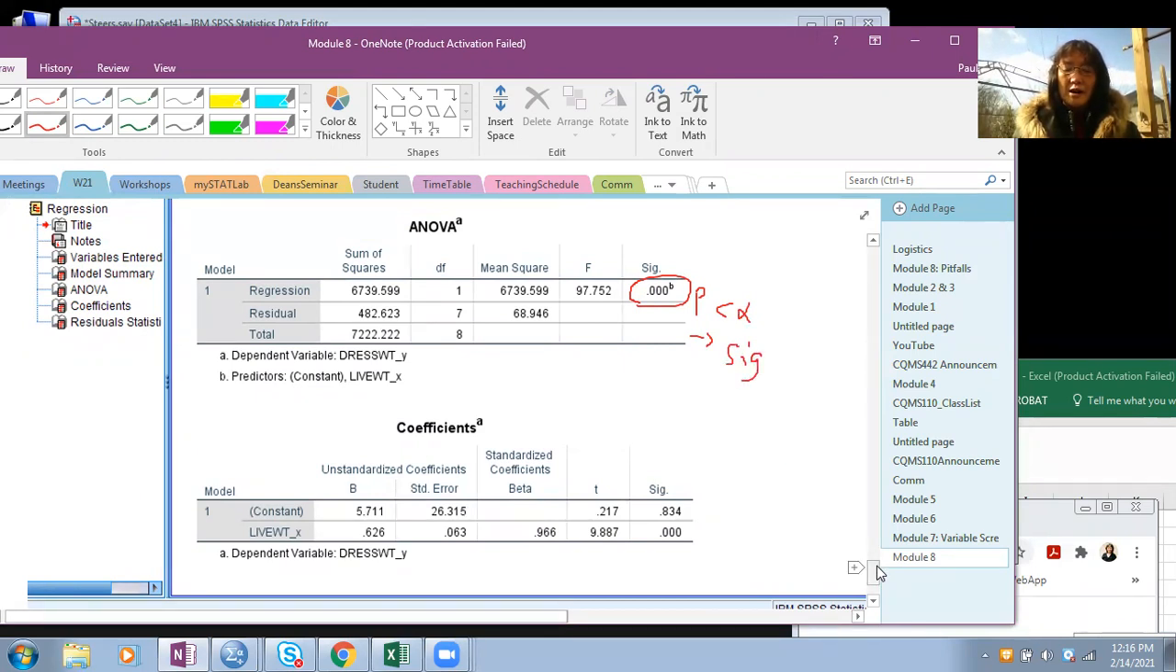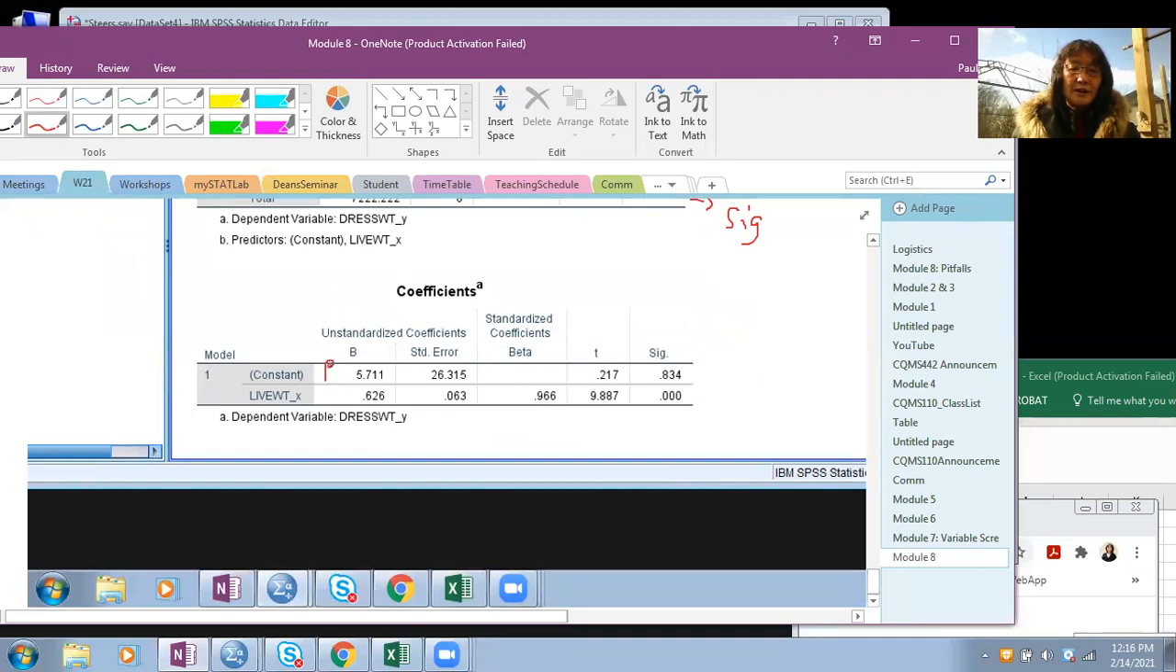And then I can write down the model. Beta 0 is 5.711. Beta 1 is 0.626. Okay, so the model is E(Y) equal to beta 0 plus beta 1 x. Beta 0 is 5.711 plus beta 1, which is 0.626, times x. That is the model to fit the data.